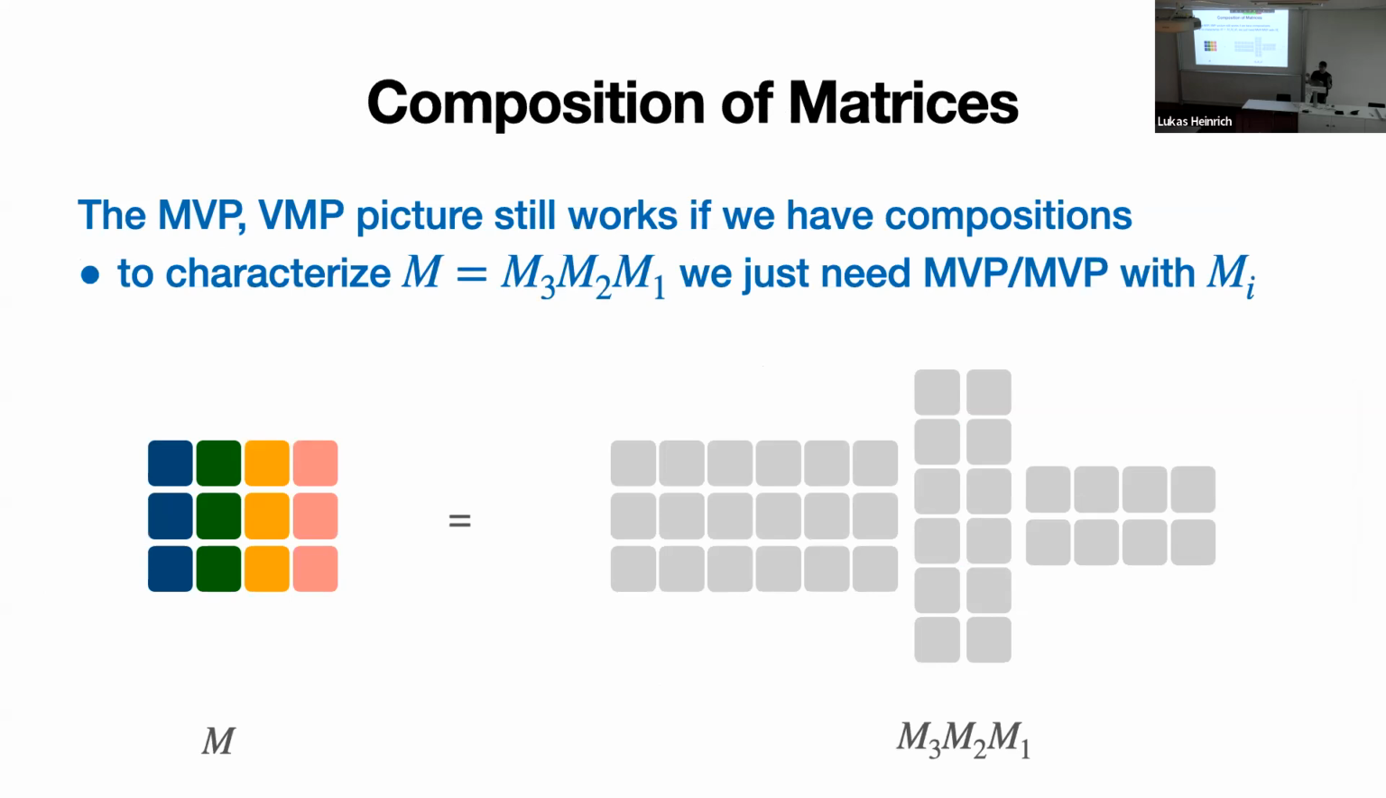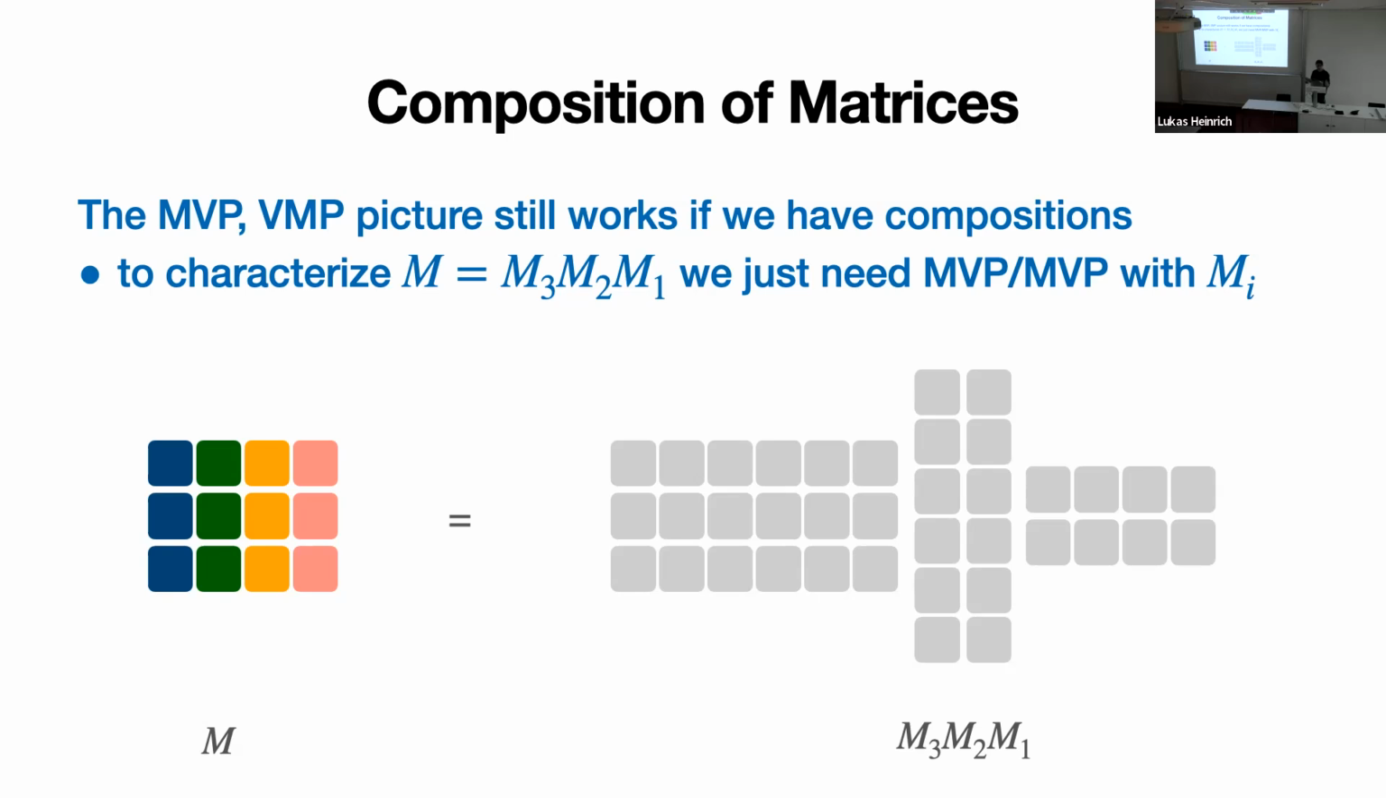So now let's see. We know we're not dealing only with a single matrix, but with many matrices, because deep learning is composition, and so it's basically a series of functions. So let's see how we can deal with composition. Let's say our overall matrix is the composition of three matrices, right? And our task is to characterize our final product matrix. So what do we need to do?